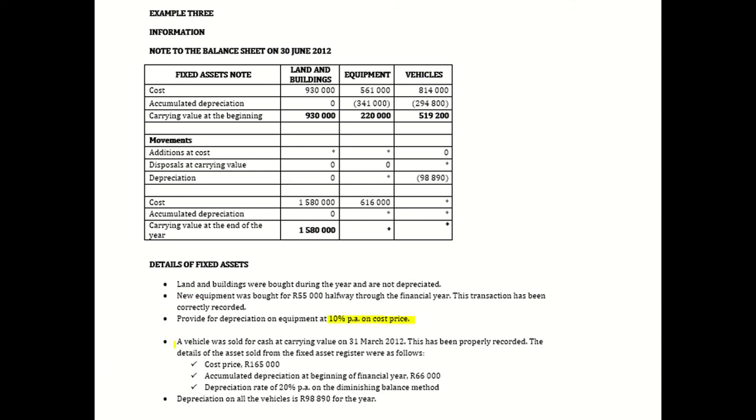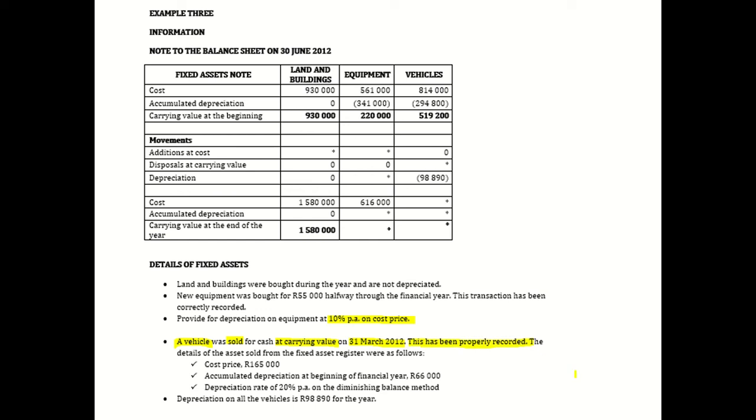I'm going to be starting with vehicles, because it has the fact that vehicles were sold. The vehicle was sold at what? At carrying value on the 31st of March. This has been properly recorded, meaning that it has been recorded. I'm going to highlight that.